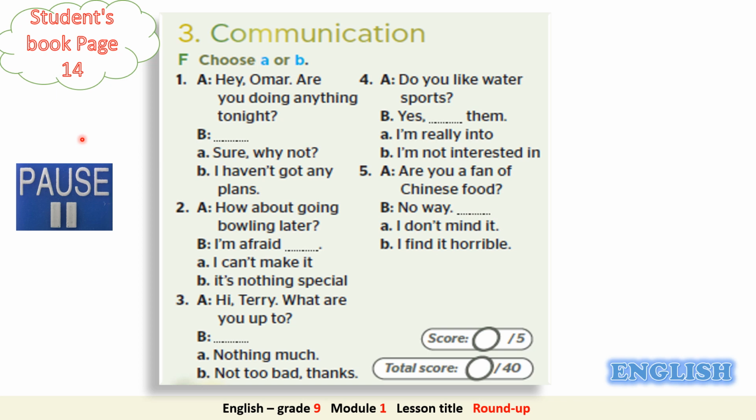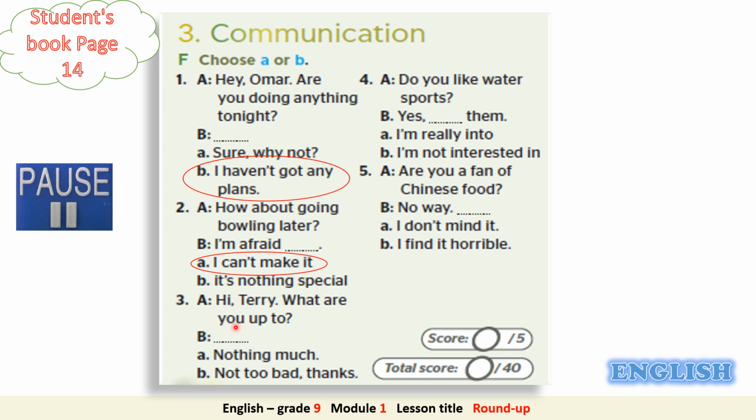Okay, let's do it together now. Number 1. Hey Omar, are you doing anything tonight? What's the correct response? Sure, why not? Or I haven't got any plans. Excellent, I haven't got any plans. Now number 2. How about going bowling later? What do you think is the correct response? I'm afraid I can't make it, or it's nothing special. Very good, I'm afraid I can't make it.